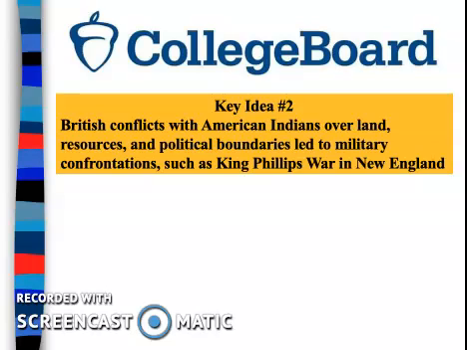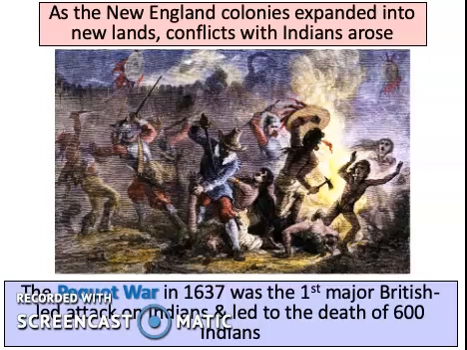Now, not only were they in conflict with one another, but they were often in conflict with British colonists as well. And a key idea too, British conflict with American Indians over land, resources, and political boundaries led to military confrontations, the biggest one being King Philip's War in New England. So the New England colonies are going to be expanding during this time, especially after the Great Migration. We have 16,000 Puritans moving to Boston into the Massachusetts Bay Colony.